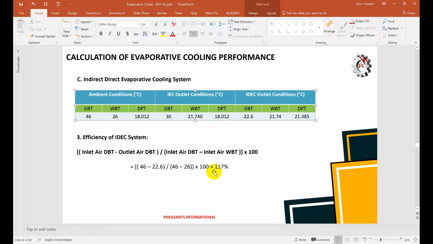If we are using the conventional evaporator system, we get an efficiency of maybe 80%, 75%. We are not getting 100% efficiency. That is the ideal situation, but in the IDEC system we are getting an efficiency of more than 100%. So it is 107. How much energy are we saving? It is how efficient it is. This IDEC system is more than 100% efficient.